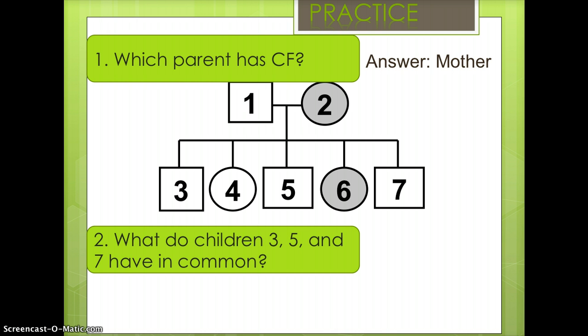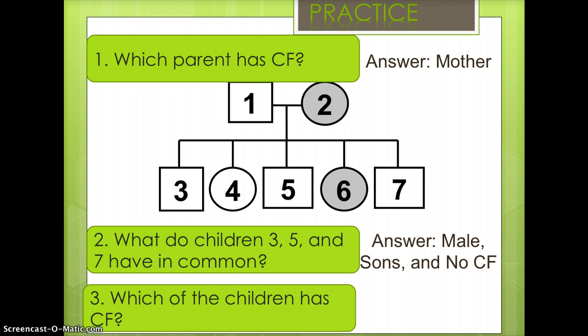What do children 3, 5, and 7 have in common? They are all males, they are all sons, and none of them have cystic fibrosis. Which of the children has cystic fibrosis? Daughter number 6, who is the younger daughter.